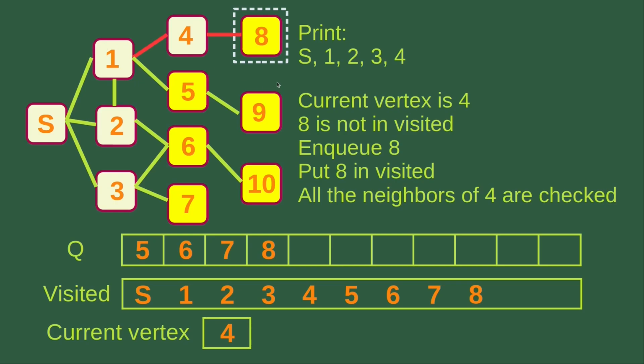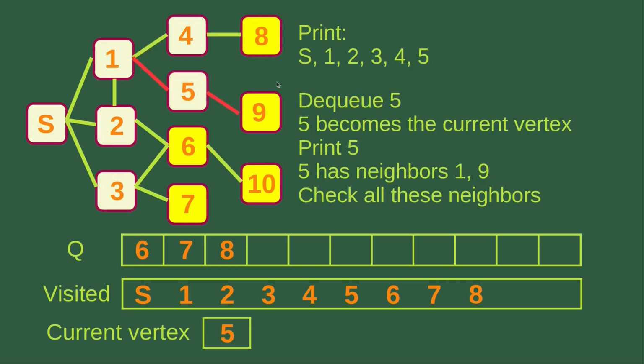Okay. Now we dequeue the queue to get 5, and 5 becomes the current vertex to be put here. And we also want to print out 5 as the next node to traverse. And we can check that 5 has 2 neighbors, 1 and 9, and we are going to check all these neighbors of 5.